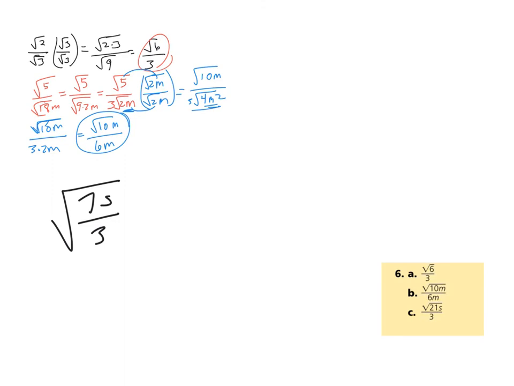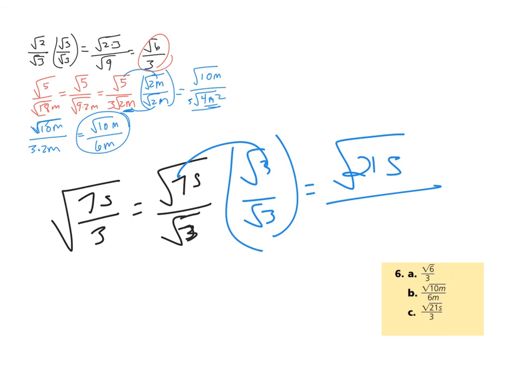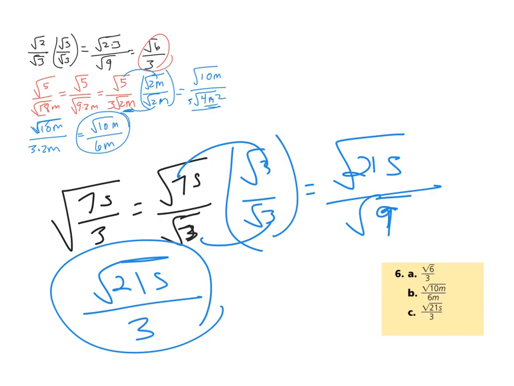And then C, again, before we do any work here, I'm going to break them up because I can't reduce anything inside first. So square root of 7s over the square root of 3. And my well-chosen 1 is pretty straightforward. I'm going to multiply top and bottom by the square root of 3 over the square root of 3. On the top, that's going to be the square root, so 3 times 7 is 21. The s stays inside with it. On the bottom, that's 3 times 3, which is square root of 9. So to finish that up, 21 does not have any perfect squares that I can factor out. So square root of 21s all over number 3. There you have it.